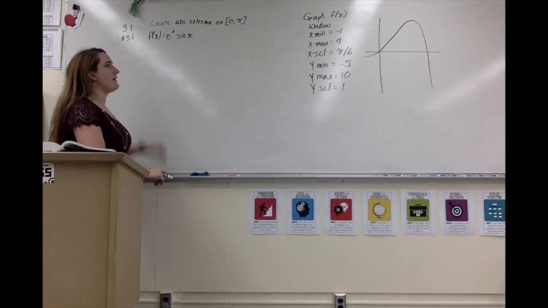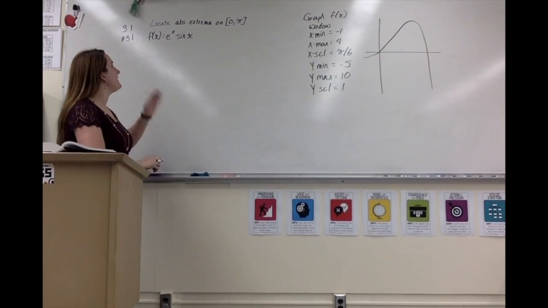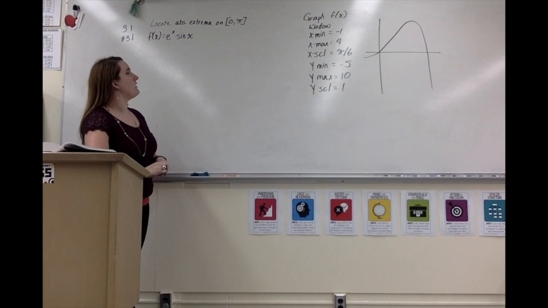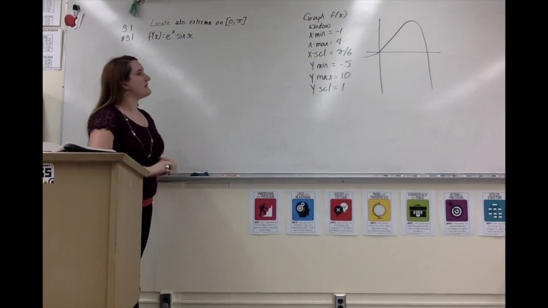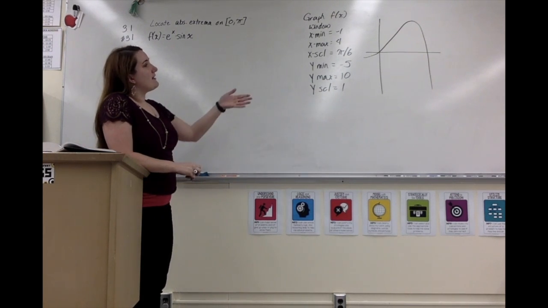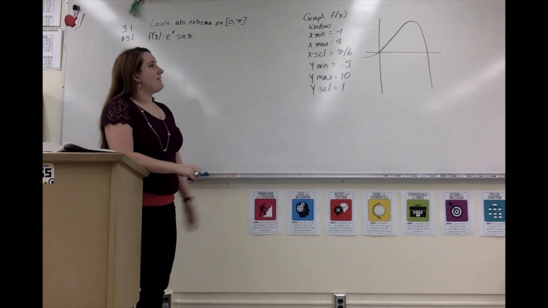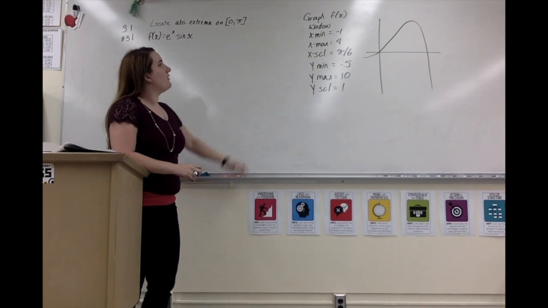Alright, so on 3.1 again, we're going over number 31. It says locate the absolute extrema on the closed interval 0 to pi, and f of x is e to the x times sine of x. Just to get an idea of what we're looking for, we graphed f of x, and I changed the window.